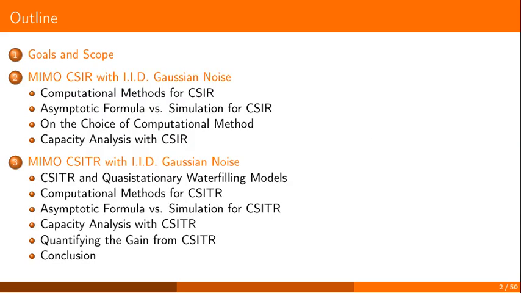Here is how we'll proceed. We start with goals and scope, the usual promises. We then examine MIMO capacity when only the receiver knows the channel, the CSIR case, where the transmitter is, shall we say, working blind. Next, we move to the richer setting, where both ends of the link share the secret, the CSITR case. And finally, we compare the two, quantify how much that shared knowledge is worth, and conclude.